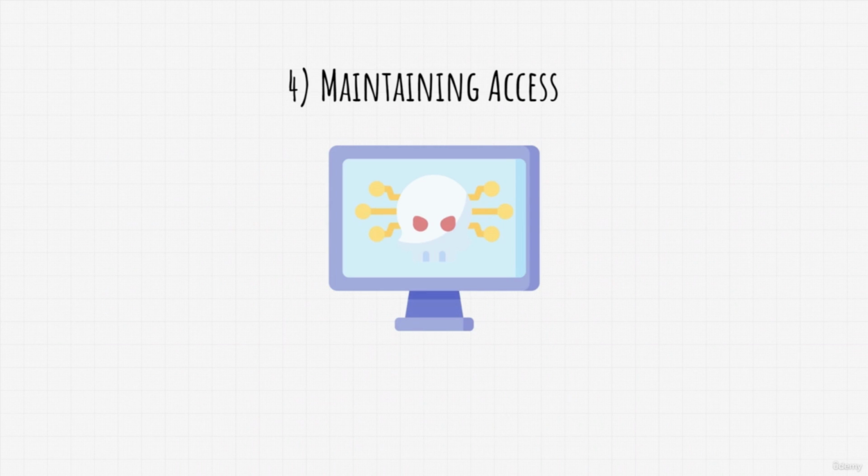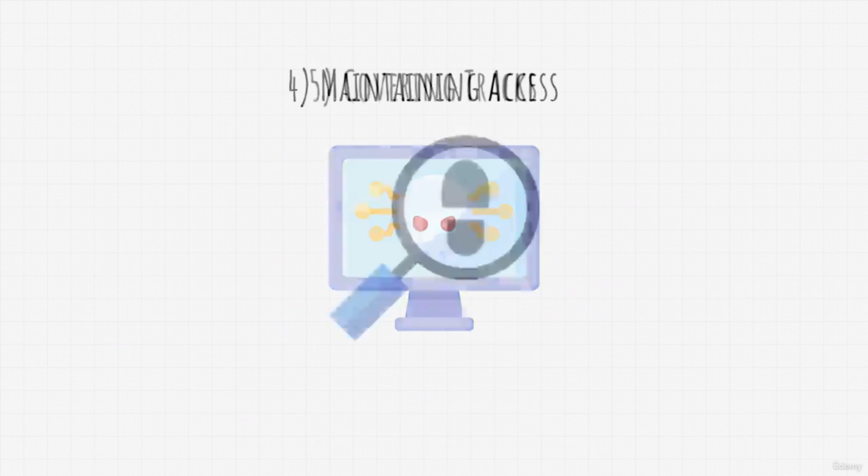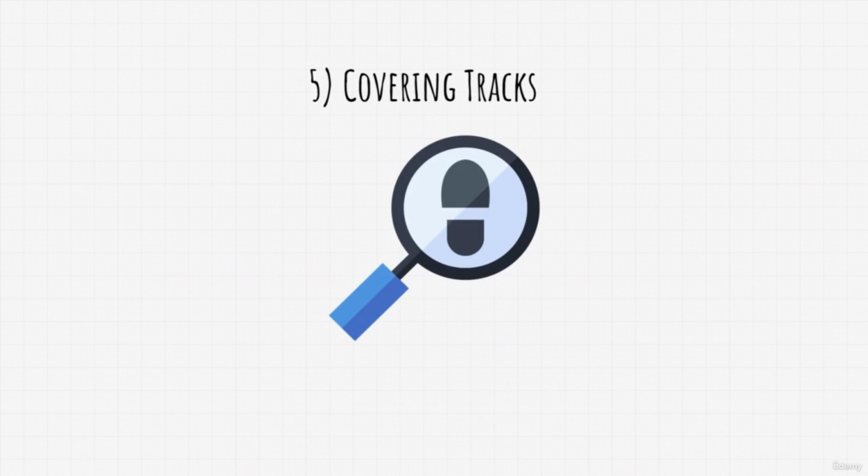The last step of a penetration test is covering tracks. Covering tracks is simply removing all evidence that an attack ever took place. This can involve deleting or hiding files, editing logs, or basically reverting any changes that you did to the system while the attack took place.